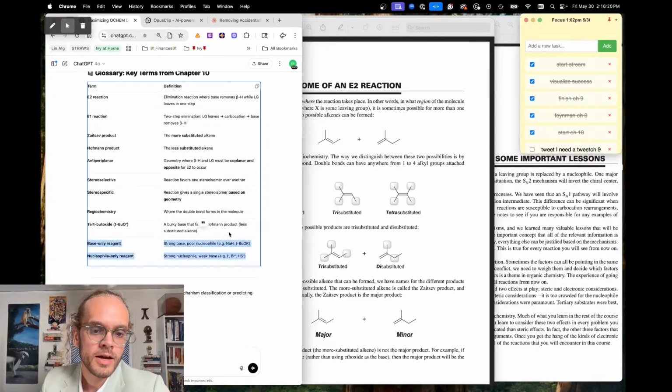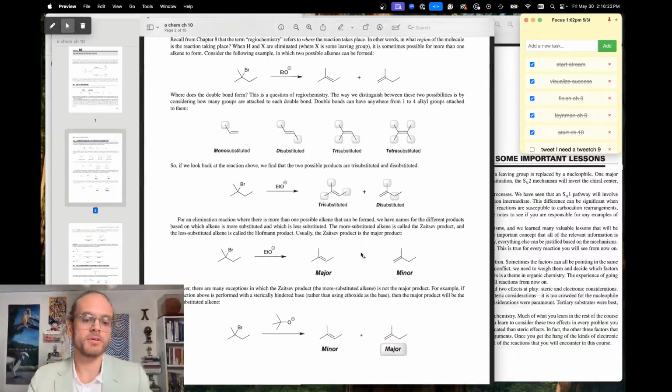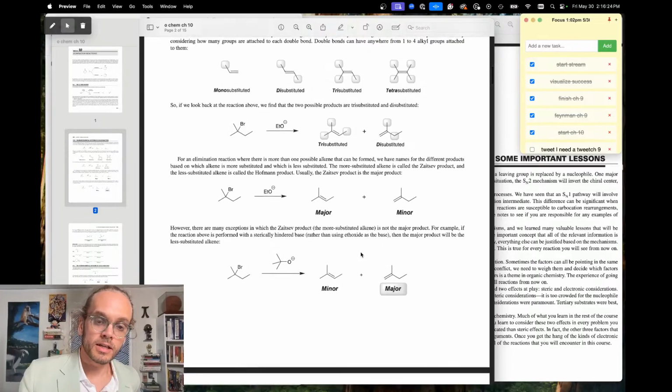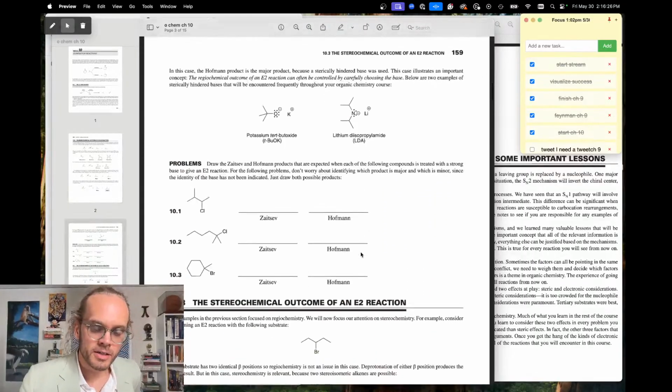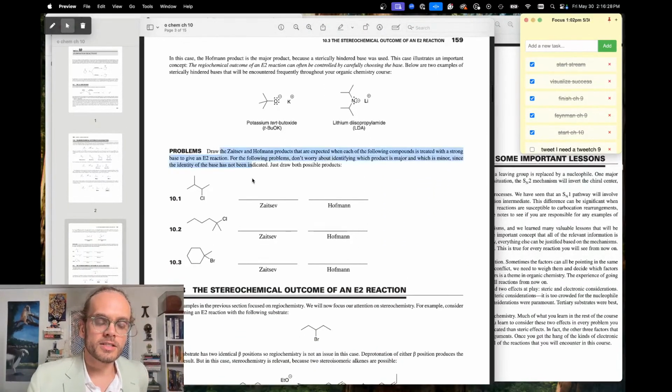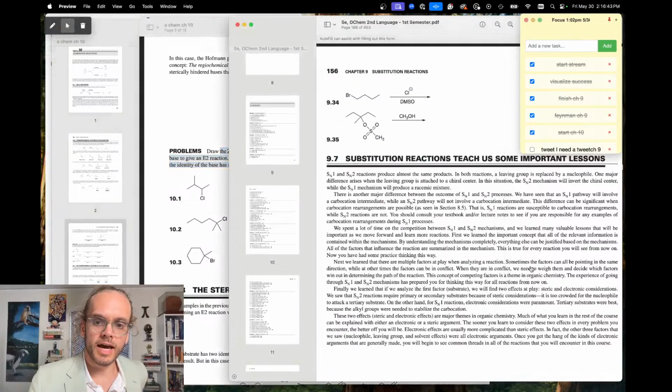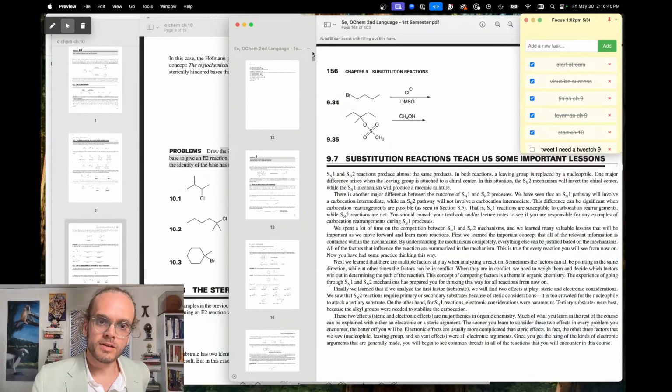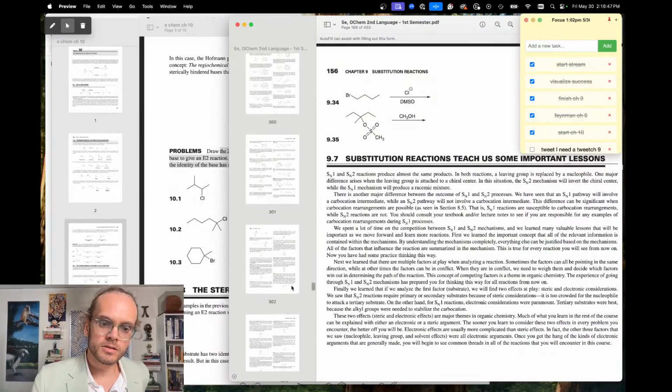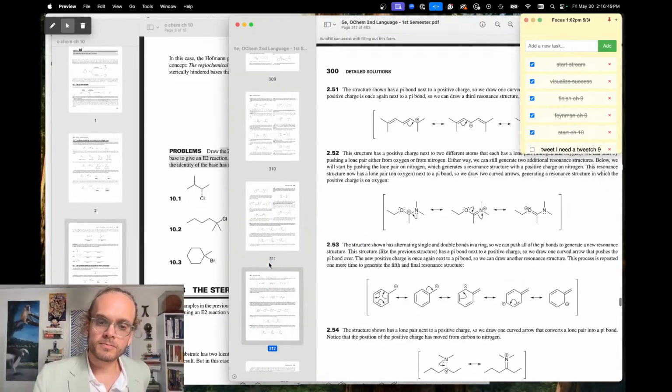Strong base. Okay. Anyways, I looked at all this. Regiochemical outcome. Got a lot of stuff going on here. Major, minor. Zaitsev, Hoffman. Okay, draw the Zaitsev and Hoffman products that are expected when each of the following compounds is treated with strong base to give an E2 reaction. For the following problems, don't worry about identifying which product is major and which is minor, since the identity of the base has not been indicated. Just draw both possible products. Okay, let's look at the answers, because I don't have any idea how to do this. That's cool, though.